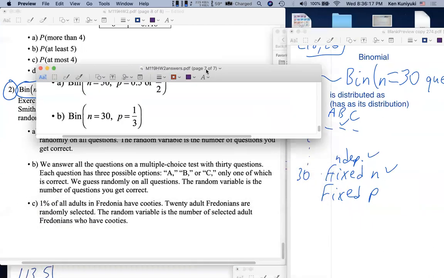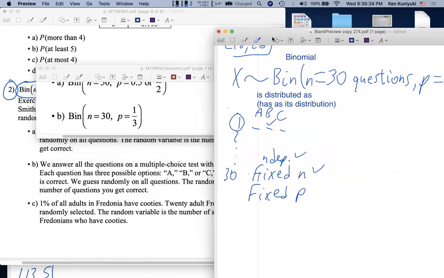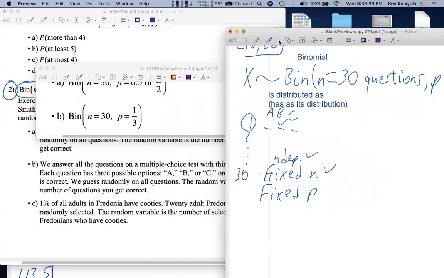So binomial distribution, and by the way, you have to put that in. You have to tell me it's a binomial distribution, because there are different types of distributions, like we have uniform, for example. So here we have a binomial distribution, n equals 30 or 30 questions, p equals 1/3. You don't have to show work, but folks, you really have to understand these binomial distributions because we're going to refer back to them, and they're important.